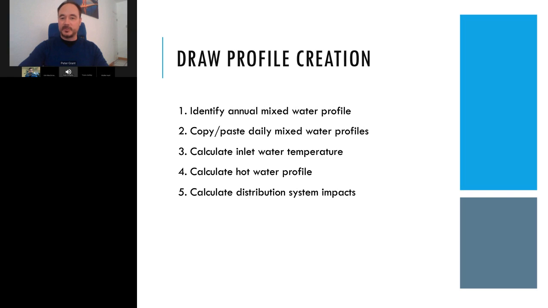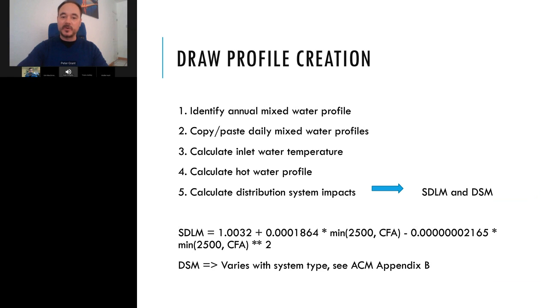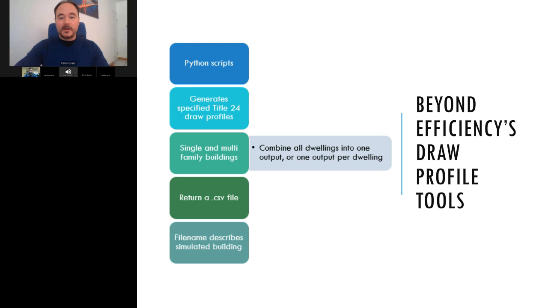And finally, you can calculate the distribution system impacts. And by distribution system impacts, I mean this is the hot water that gets trapped in the pipes after a hot water draw. And so in Title 24, we have these equations that estimate how much you have to increase the hot water consumption based on how much is trapped in the pipes afterwards. These equations are pretty specific to Title 24. And again, just like the inlet water temperature calculations, if you have a better estimate for your particular project, you can use that. It's just the same calculations. And so that's how the Title 24 draw profiles are created.